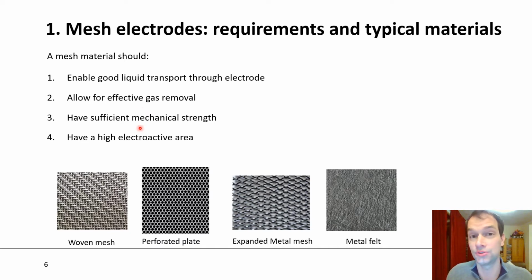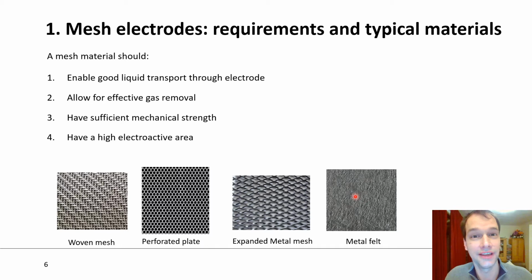Thirdly, the electrode should have sufficient mechanical strength. We don't want it to easily bend or so. So this is important. And the last one is basically a general one related to electrokinetics. We just want to have a very high surface area of the electroactive material. This we can do at the nanoscale, but we can also do it at the micro scale. As you see here, if you, for example, use woven meshes, that brings quite a lot of electrode area, and this especially applies to metal felt, where you see a very high electrode area.